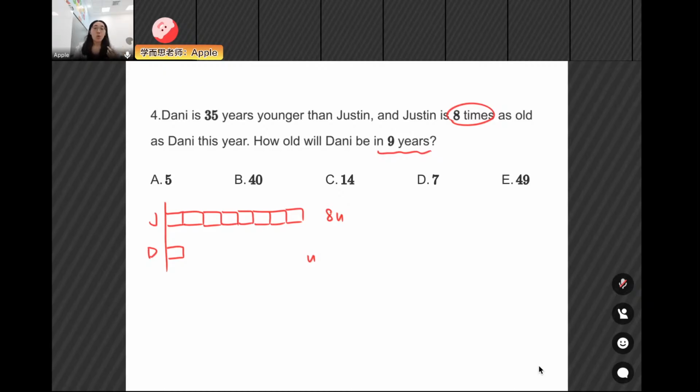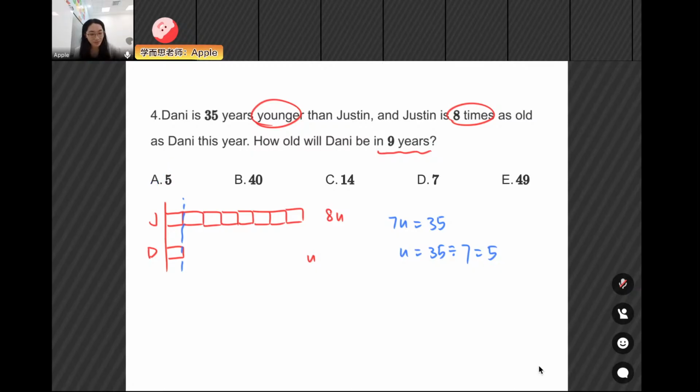And then, what is the meaning of 35? Is it for Danny's age this year? No, that is for Danny is 35 years younger. So actually that is the age difference. So what is the age difference? Well, you see that 8 units, 1 unit, of course, the difference is 7 units. 7 units equals 35, so 1 unit equals 35 divided by 7, which is 5. Then can we just say, okay, I choose 5?